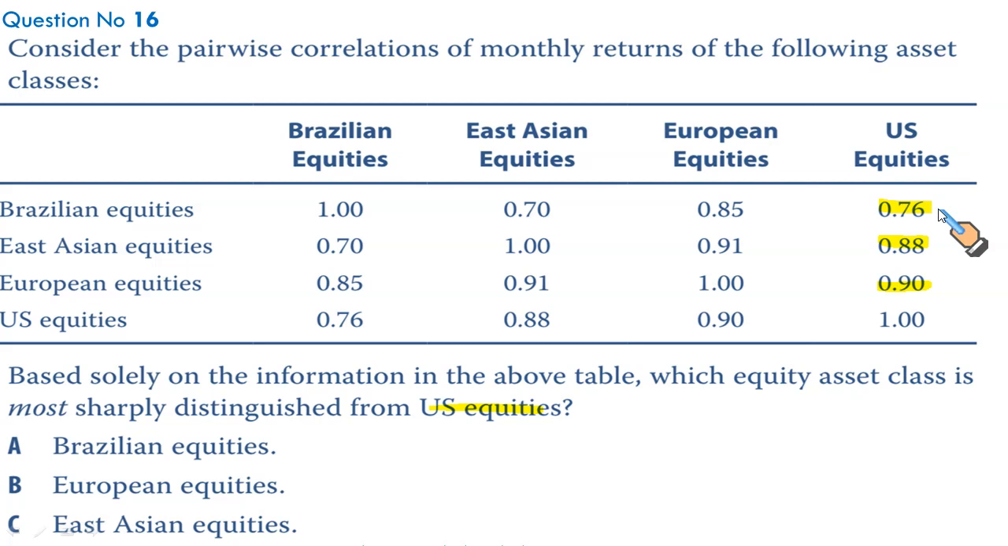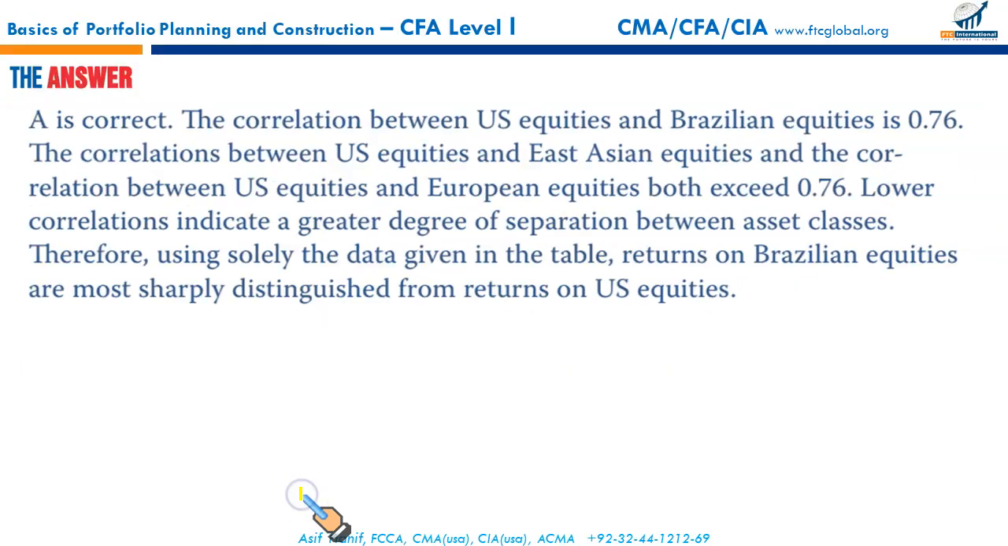So this lower correlation indicates that there is a greater degree of separation between the asset classes in the US and the Brazilian assets. Which means that if we construct an asset portfolio from these equities, they will have much sharper differences than the other East Asian and European. So that makes A the correct option.